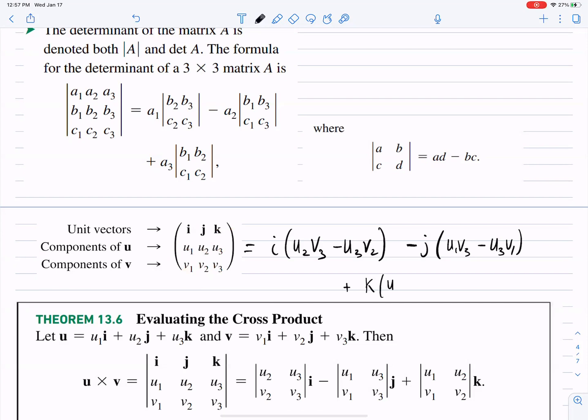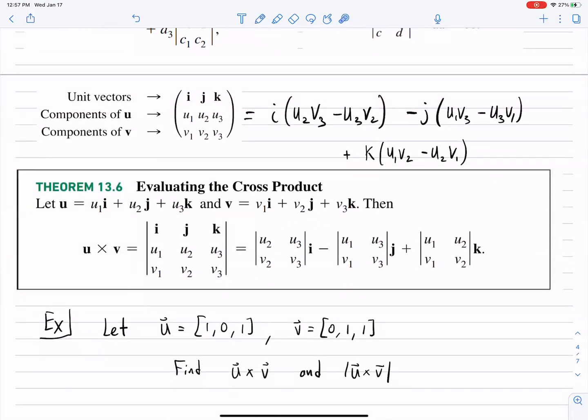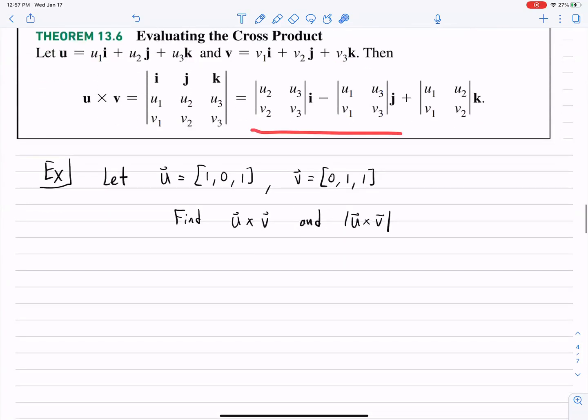So it becomes U1 V2 minus U2 V1. And so that's the cross product. The cross product of U cross V is this, which is equal to this, which then simplifies down to what I wrote right here. So let's do an example.